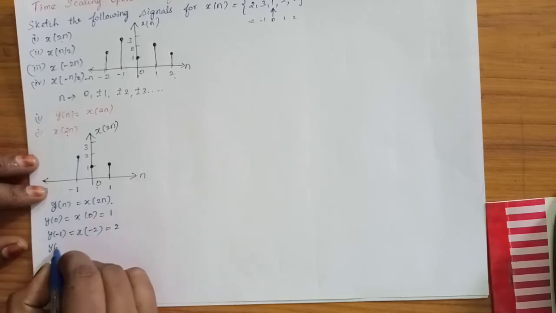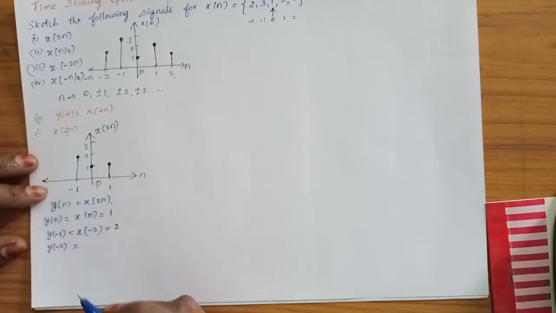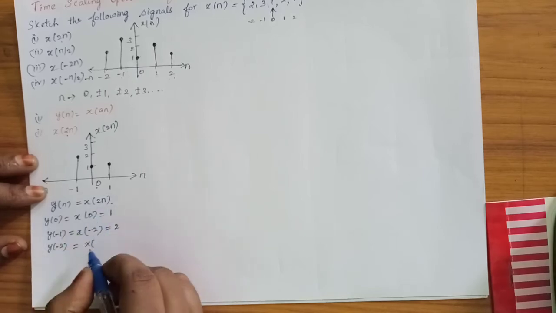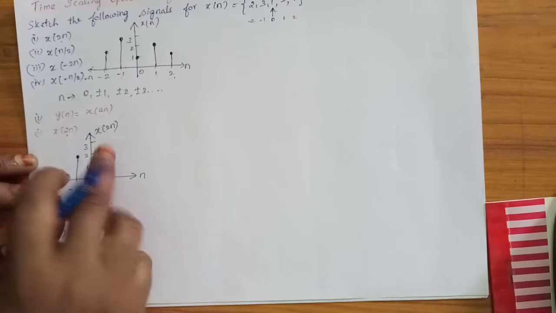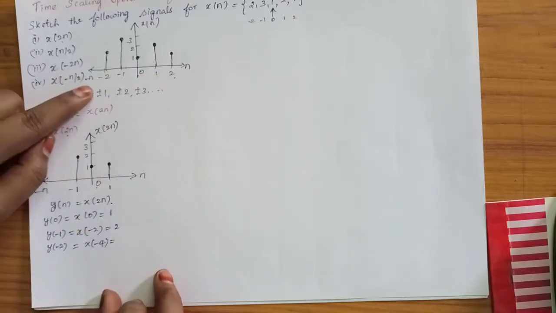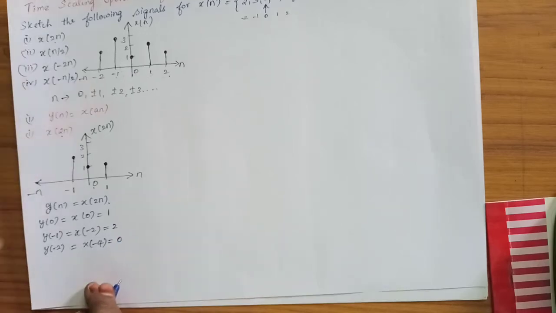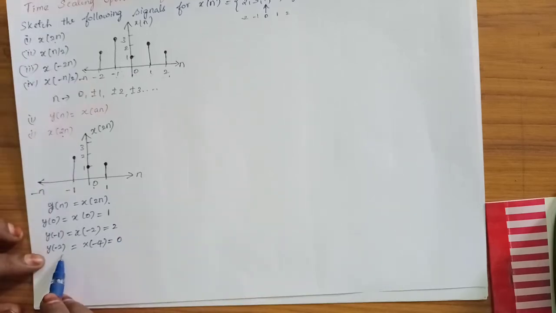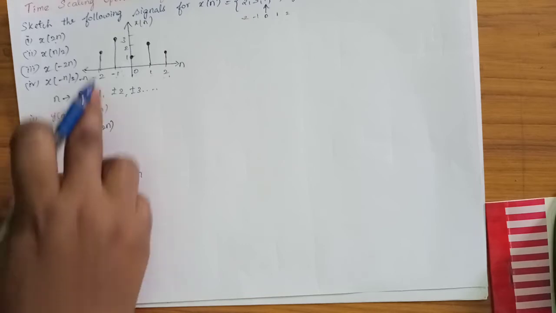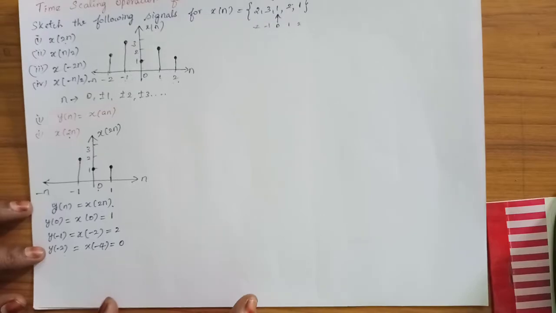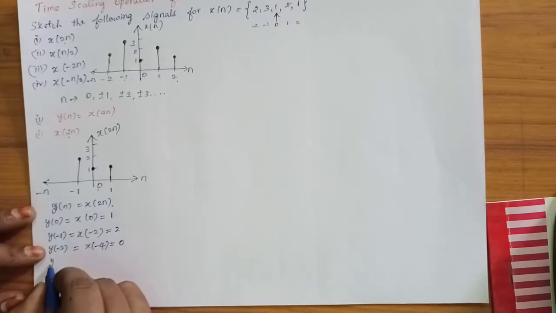If I substitute n equal to minus 2, x of 2 into minus 2 is x of minus 4. In the given signal, at n equal to minus 4 no signal is present, so x of minus 4 is 0. Even if I compute y of minus 3, it will be x of minus 6. After that we don't have any signal, so we can stop here itself.